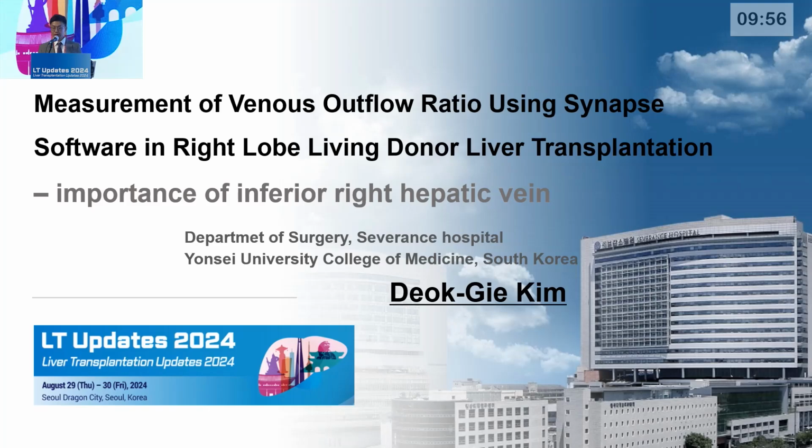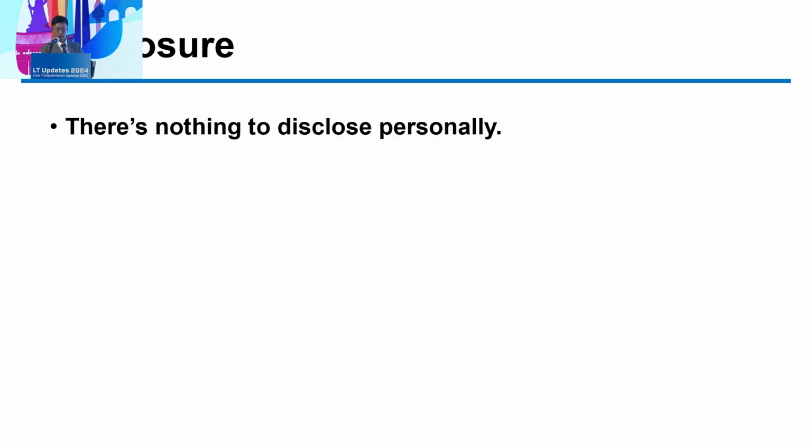I'm preparing a very short, very brief introduction of this study compared to the previous presenter. My study is about the venous outflow ratio measured by Synapse software in living donor liver transplantation using right lobe graft, especially focusing on the importance of the inferior right hepatic vein. Nothing to disclose.